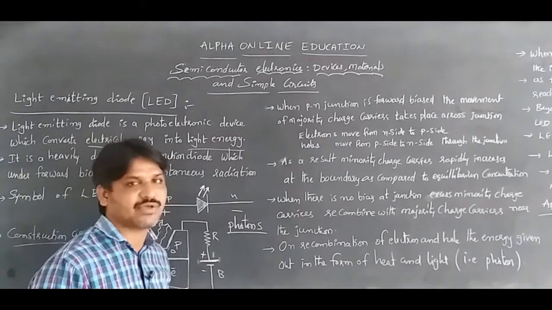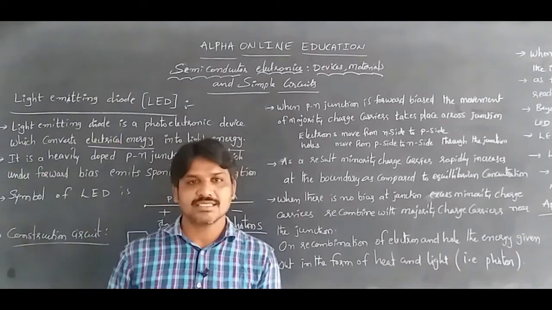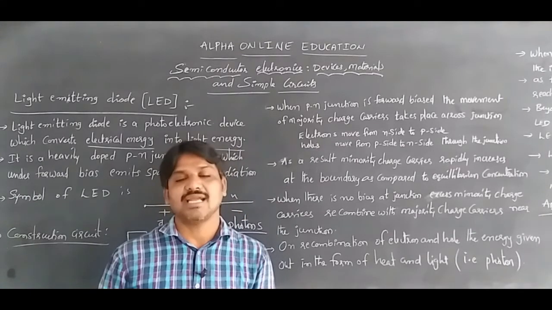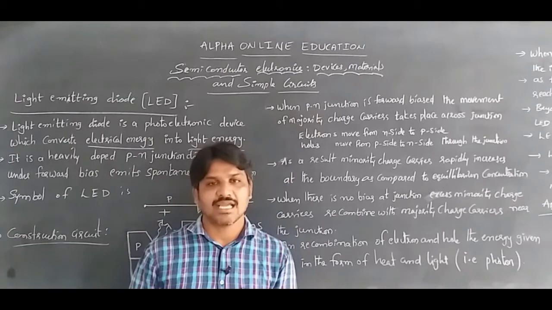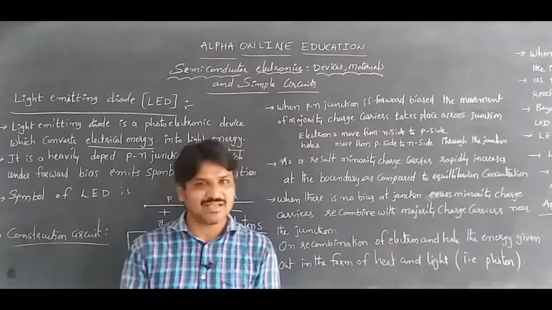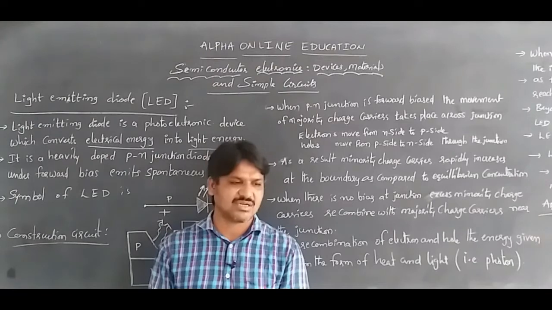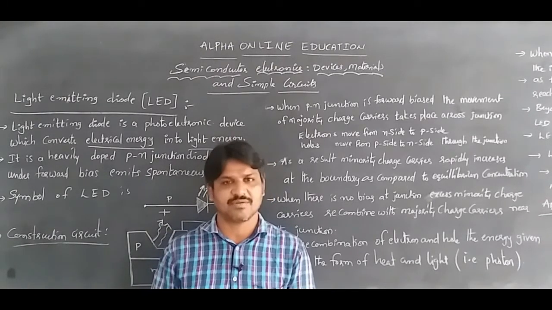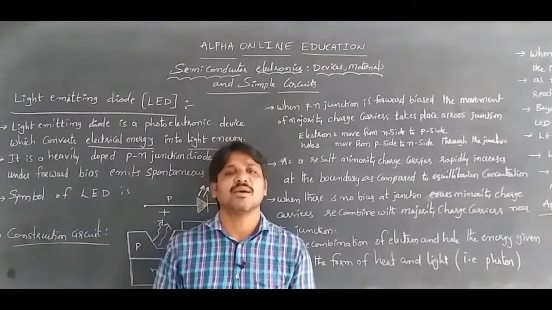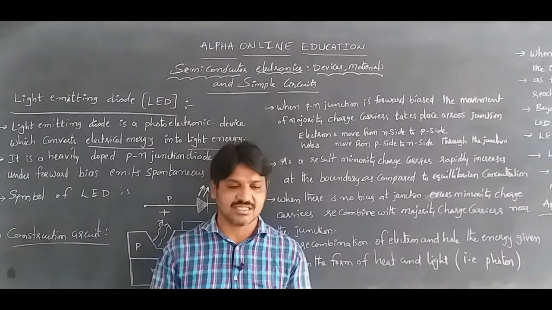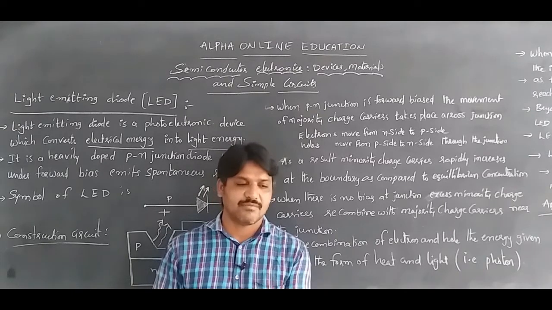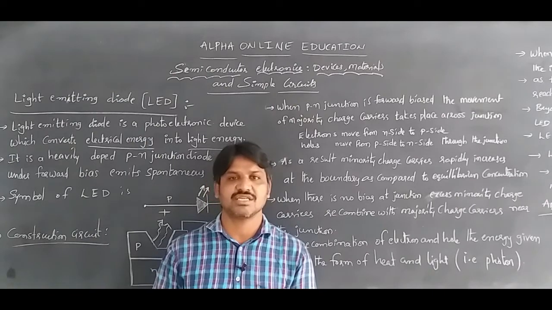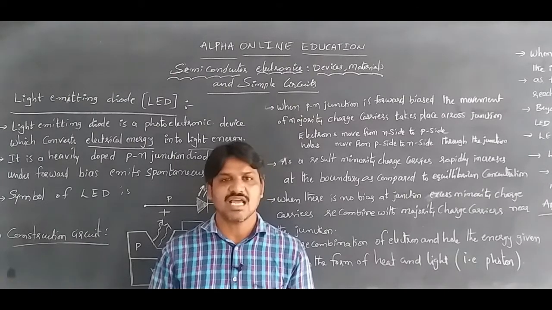Nowadays we are using LED bulbs, right? The efficiency of a light emitting diode is a maximum. It is available nowadays in a wide range of colors, like red, green, yellow, orange and blue, for commercial purposes. These are all made with gallium arsenide and phosphide. There is a different combination for the different colors, and we can get different colors and intensities for commercial purposes.